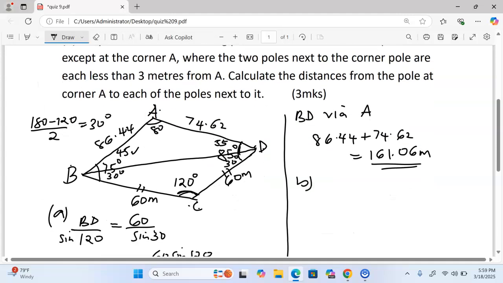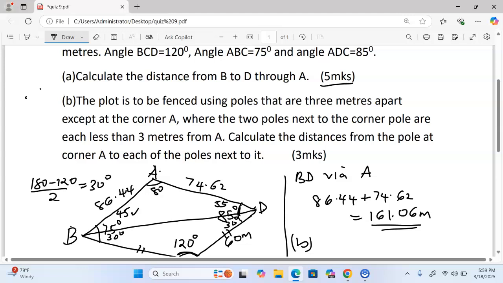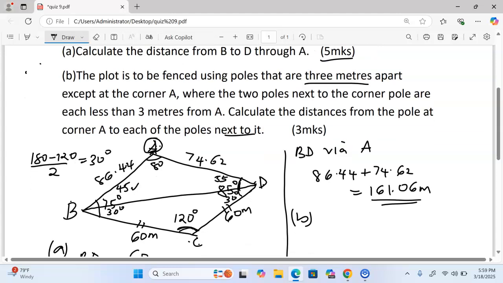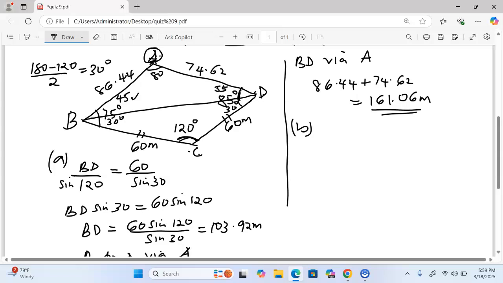Now we go to part B, and in part B, the question says the plot is to be fenced using poles that are 3 meters apart, except at the corner A, where the 2 poles next to the corner pole are each less than 3 meters from point A. Calculate the distances from the pole at corner A to each of the poles next to it. So we are going to use our common point, which is A, then use the length AB and also AD to get the distances that we are looking for.